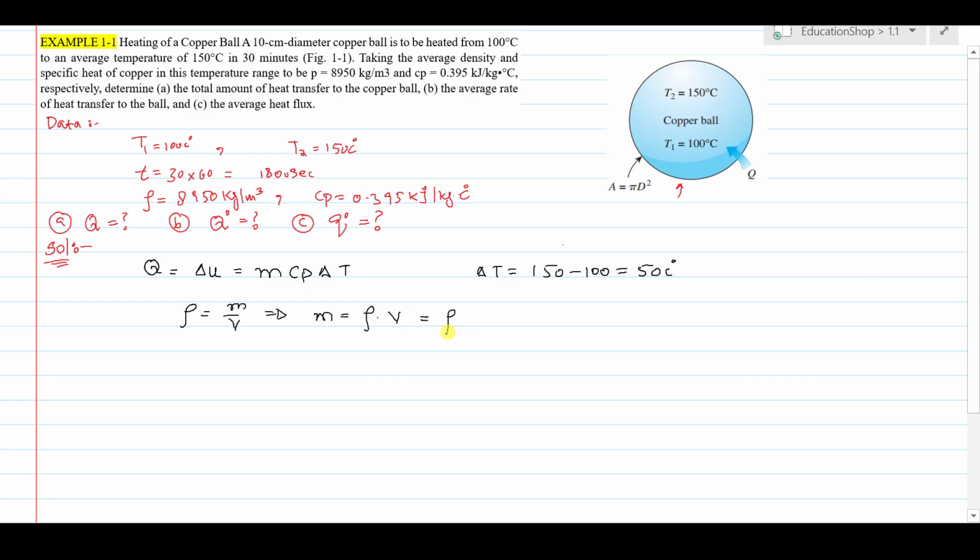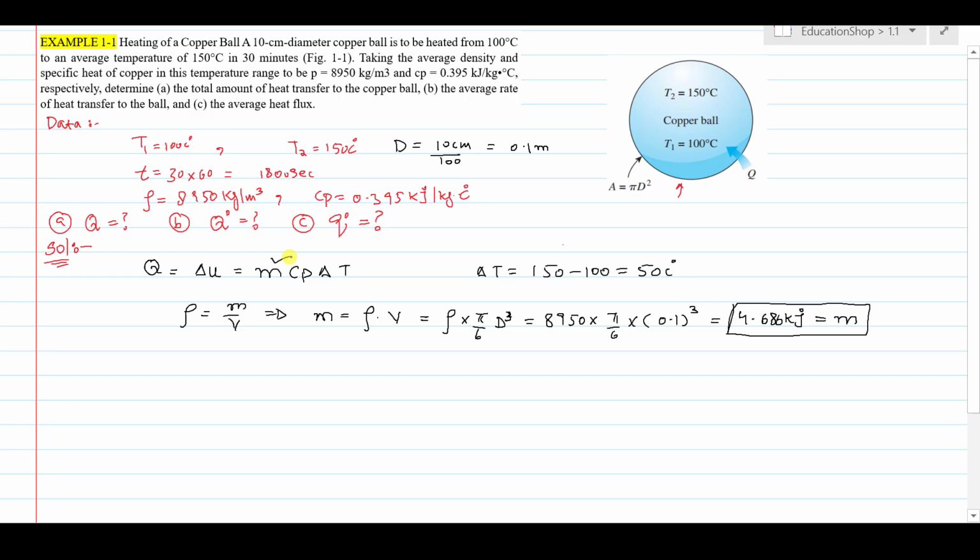Density is given in this statement, and the volume is equal to pi by 6 d cube for this copper ball. The diameter is given, that is 10 centimeter. Divide by 100 to convert into meter, and it will be equal to 0.1 meter. The volume of this copper ball is pi by 6 d cube, not square. Now simply put in the values. The density of the copper is 8,950, and d is the diameter of this copper ball, that is 0.1. When you solve this on calculator, you will get the mass of the copper, 4.686 kg.